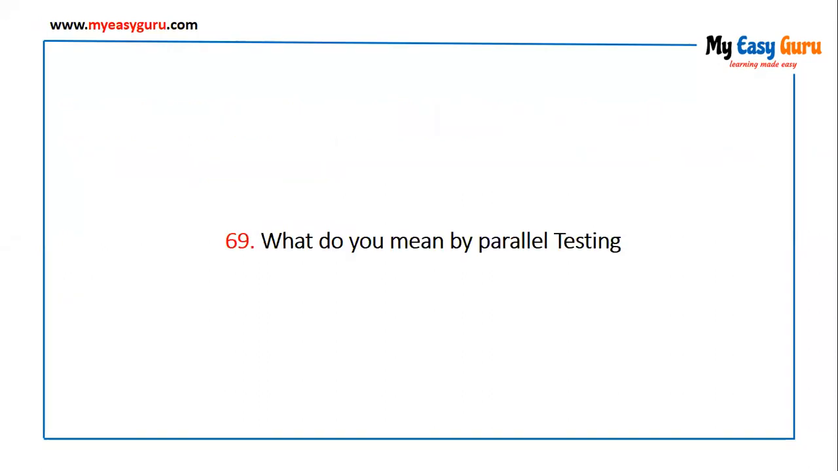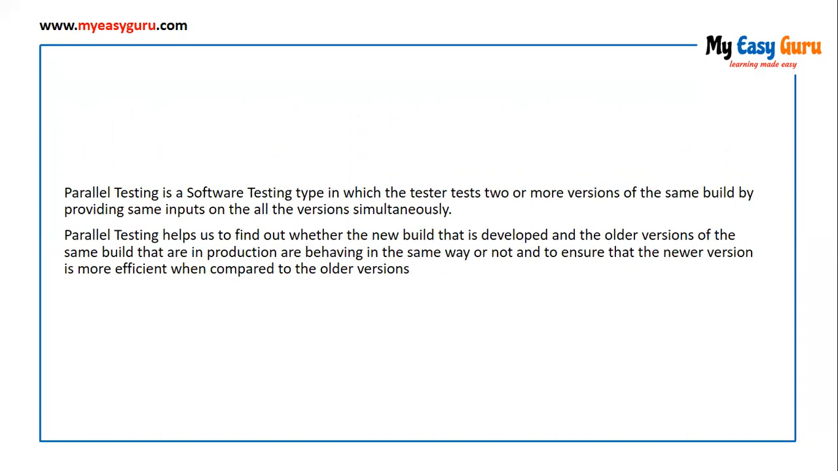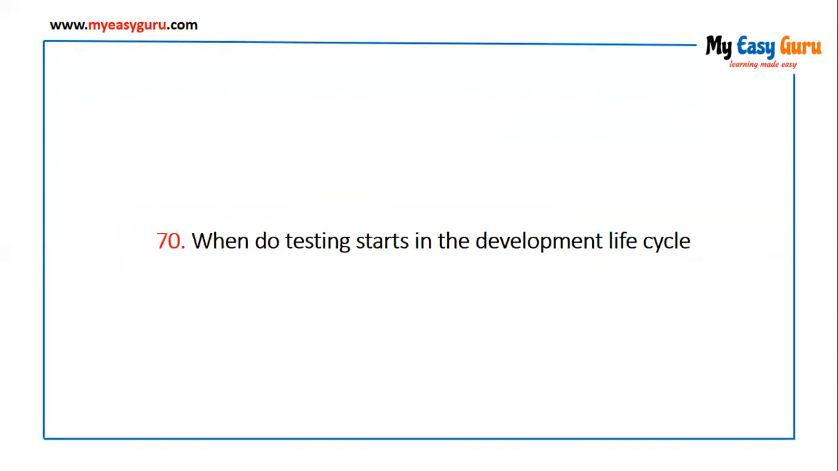Now, the next question, what do you mean by parallel testing? Parallel testing is a software testing type in which the tester tests two or more versions of the same build by providing the same inputs on all of the versions simultaneously. Parallel testing helps us to find out whether the new build that is developed and the older version of the same build that is in production are behaving in the same way or not, and to ensure that the newer version is more efficient when compared to the older versions. So this is called parallel testing. Let's see the last question.